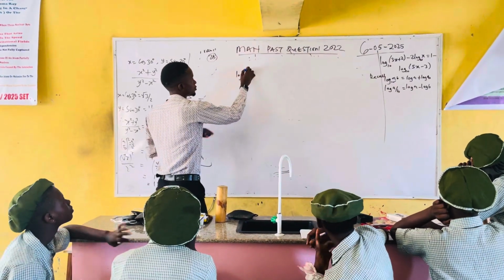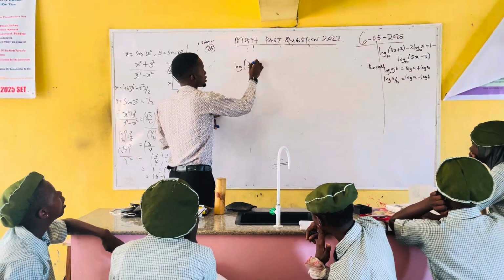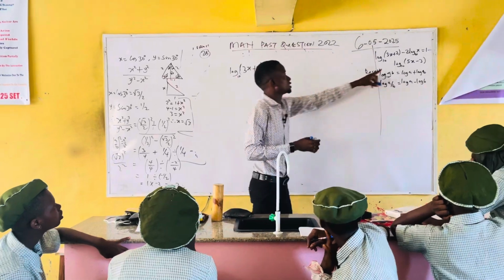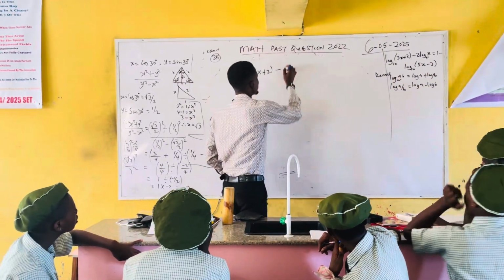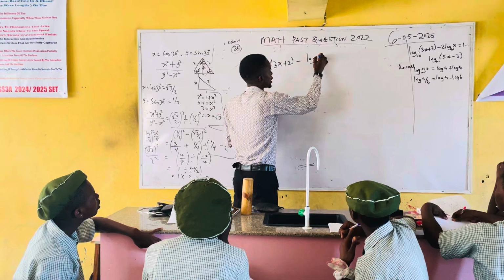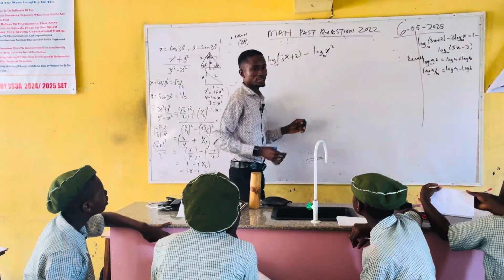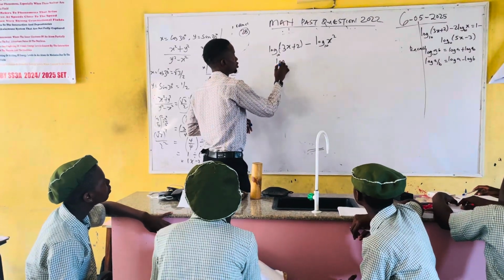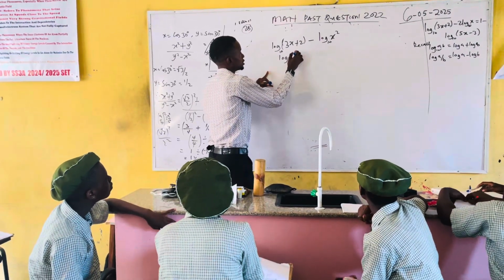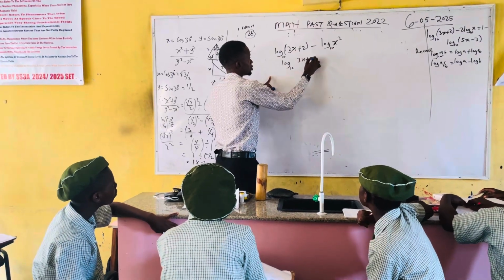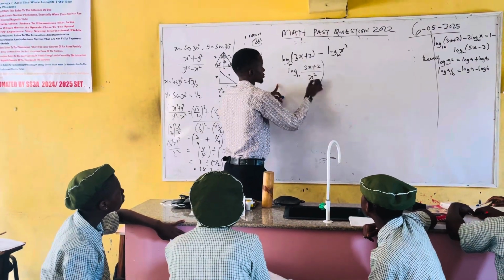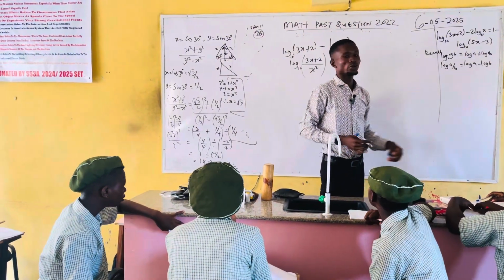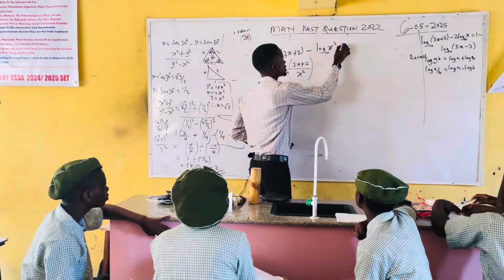But before I change it, look at it. We have log 3x plus 2 to base 10 minus, instead of me to write these two here, these two will go up. There's another law that says you can do that, right? So we can now use that law and write one log to base 10: 3x plus 2 over x squared. This is the law that says when you have a over b, you can say log a minus log b. So this is the left hand side.